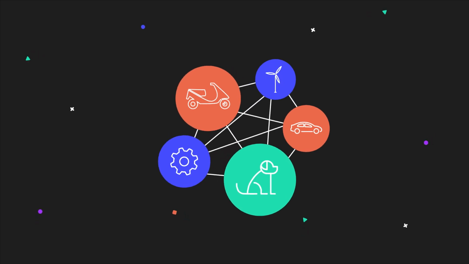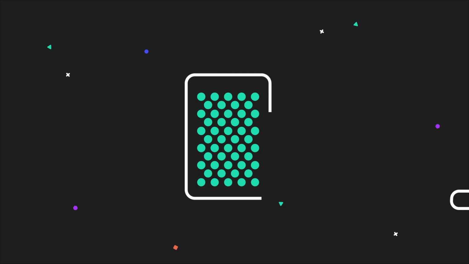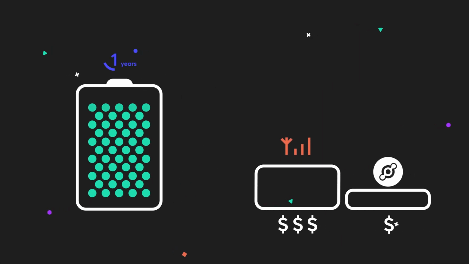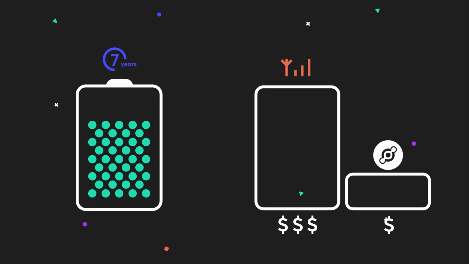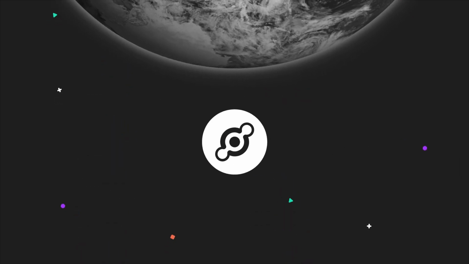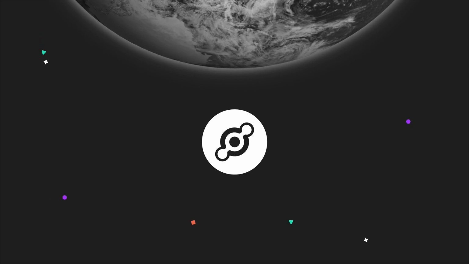A new class of devices finally have a way to connect over long ranges. Batteries can last years between charges, and costs are an order of magnitude cheaper than other cellular alternatives. Thanks to this unique incentive model, the People's Network is the wireless network that we've all been waiting decades for.